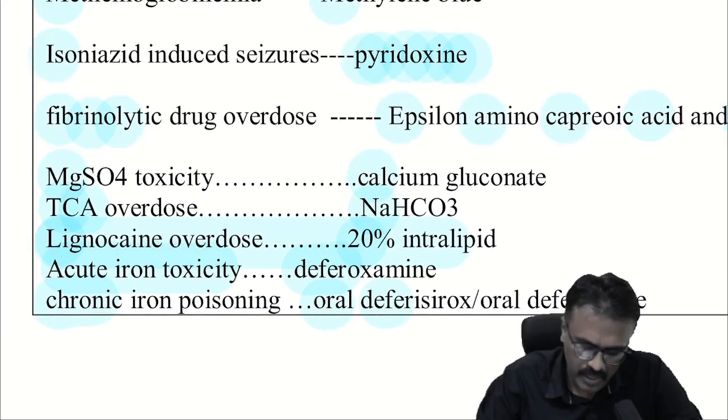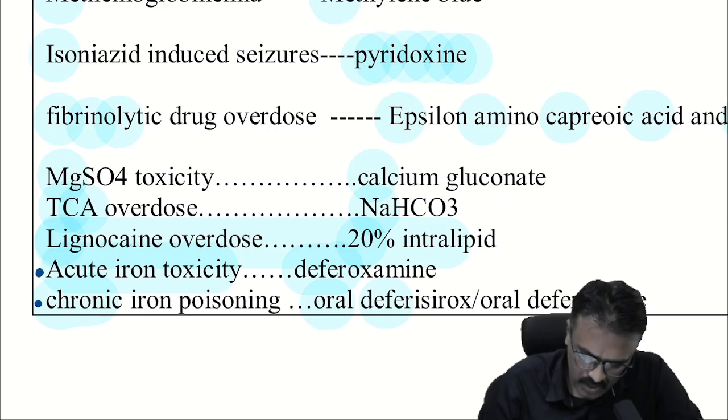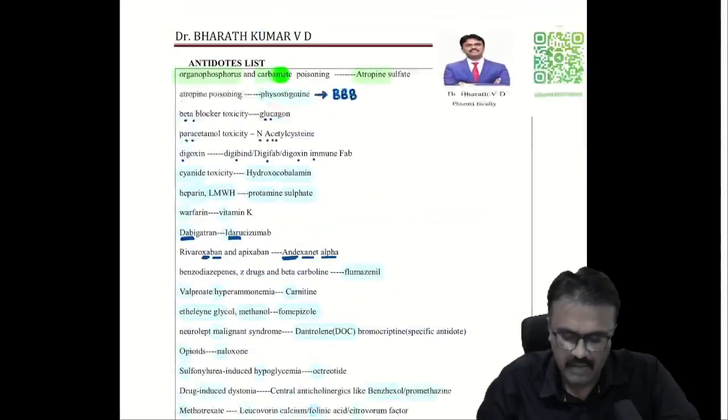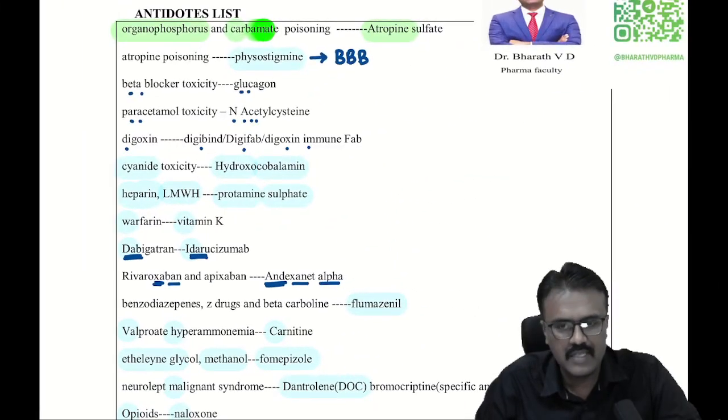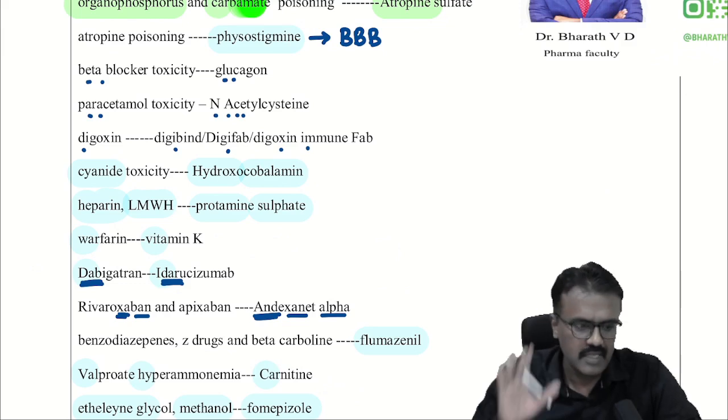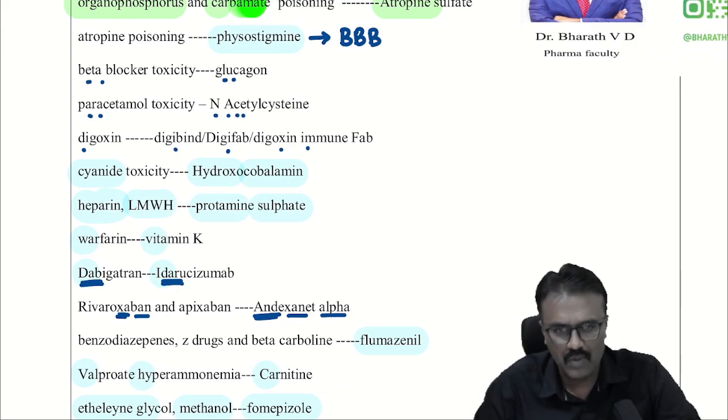Recently, acute iron poisoning was asked, chronic was asked, lignocaine overdose was asked, TCA poisoning was asked. So this chart, never miss. Most expected. You can check in the next exams. One antidote will be 100% asked. I'll be sharing this after this session. So go through this. You can take this page, stick it in your room and study it thoroughly.